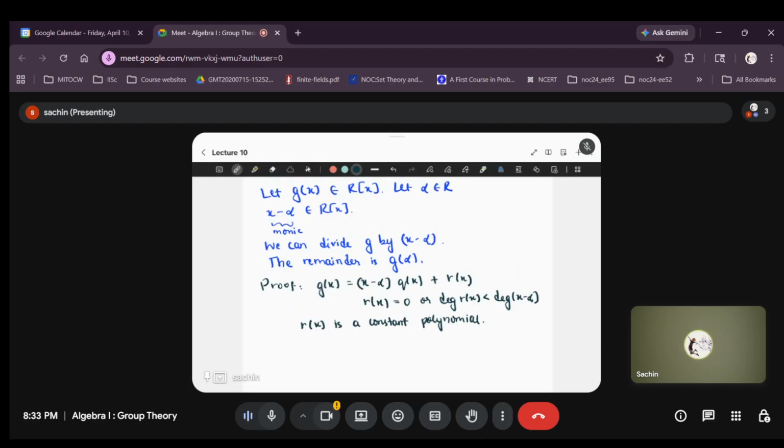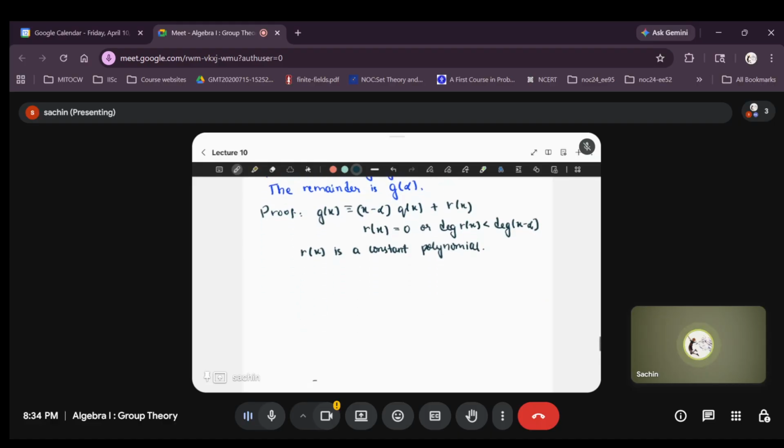Now g of x is x minus alpha into q of x plus r of x. This is an identically true statement. It is true for all values of x. If you substitute some value of x, it won't change. Now r of x being a constant would mean that regardless of what x you give, you substitute in this expression, r of x will remain the same.